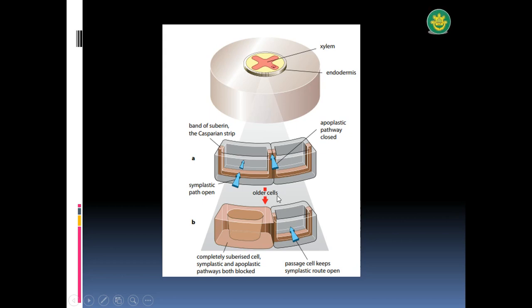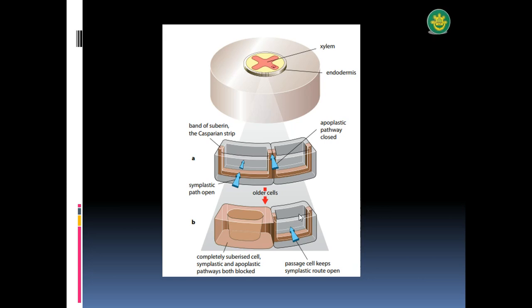And this kind of arrangement gives a plant control of what type of mineral ions or what kind of substance can actually pass through into the xylem vessel, right? As everything has to cross the cell surface membrane.